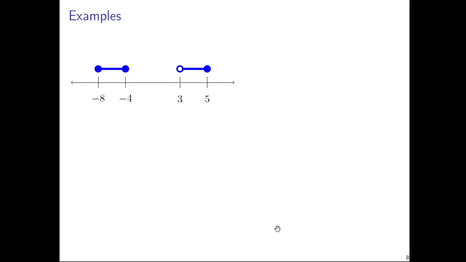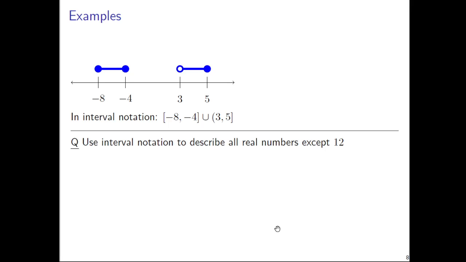Okay, here's another example. This one looks a little funny. We've got the numbers between -8 and -4, inclusive. We have the numbers between 3 and 5, excluding the 3, including the 5. So here is a way to write this in interval notation. We've got bracket -8 comma -4 bracket, union parenthesis 3 comma 5 bracket.